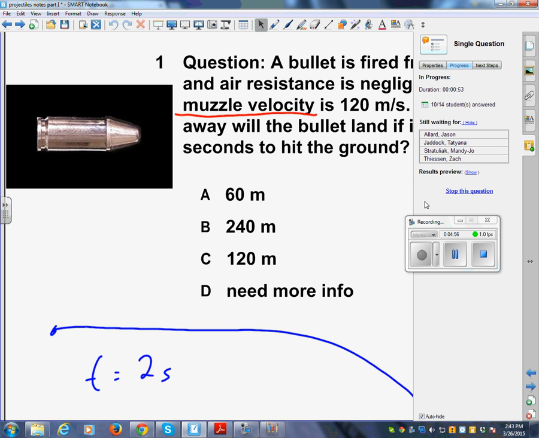How far away? It's going 120 meters every second. How far does it go in the first second? How far does it go in the second second? For a total of?